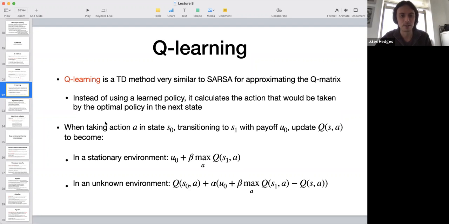So what that means is, if we're in state S0, we take action A. Suppose we transition to S1 and we get payoff U0. In a stationary environment, we're going to do this thing. We're going to maximize over the payoffs that we get for all actions that we could do in the next state according to the current Q matrix. And then this is the version for a non-stationary environment. Q learning is a pretty effective method in practice. This is a very popular method.